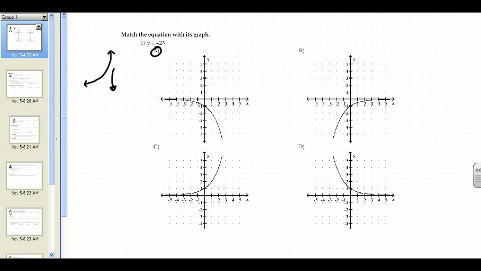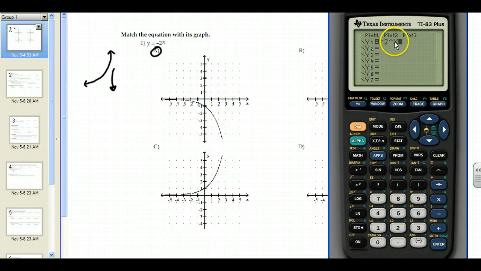Now another way that we could know that this is right is to throw that thing in our calculator. Zoom 6. Or you could make your window -5 to 5, -5 to 5. But anyway, there's that look again. Let us know that it is A.